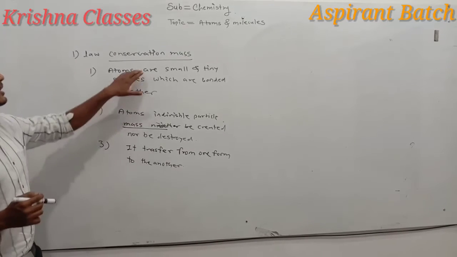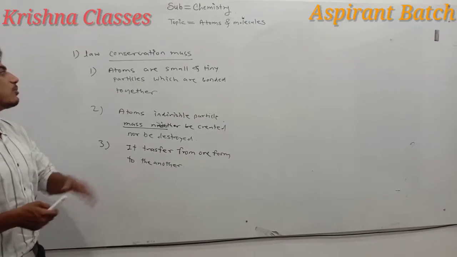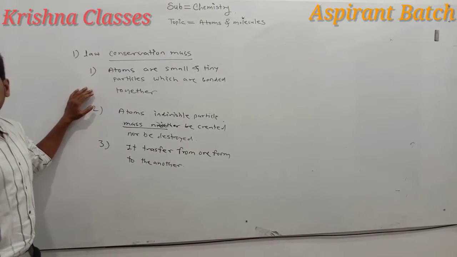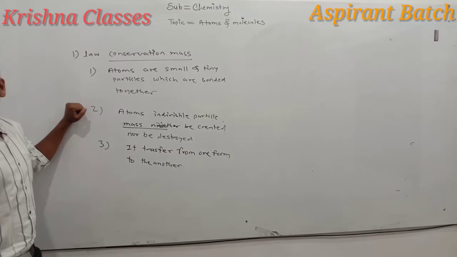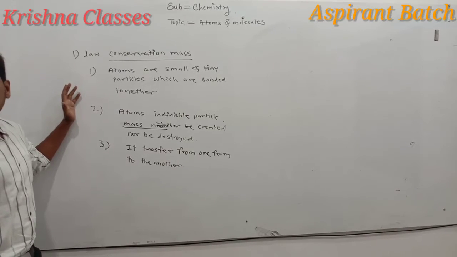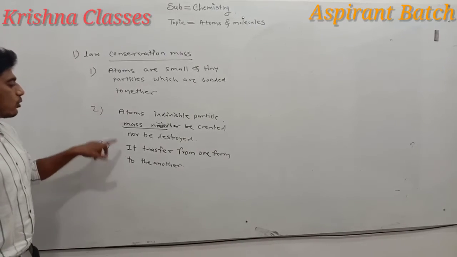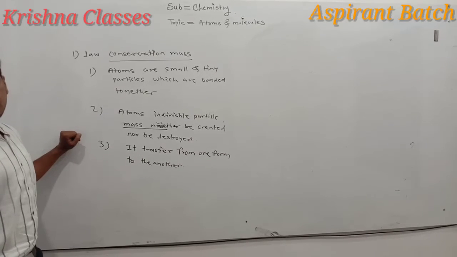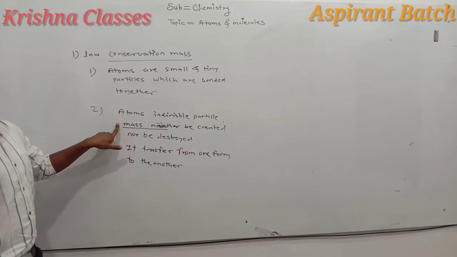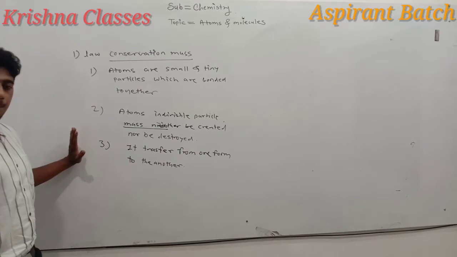The first part is that atoms are small, tiny particles. Matter is made up of small, tiny particles called atoms. Atoms are the smallest particles, which are bonded together to form a specific type of compound, present in a specific ratio by mass. Second, atoms are indivisible particles. They cannot be broken by any physical means or chemical reaction; mass is only transferred from one form to another. It can neither be created nor destroyed by any physical method or chemical reaction. Did you understand that? This is the law of conservation of mass.